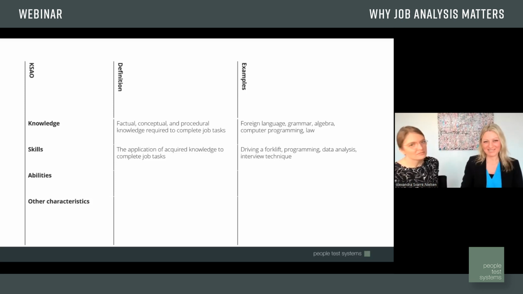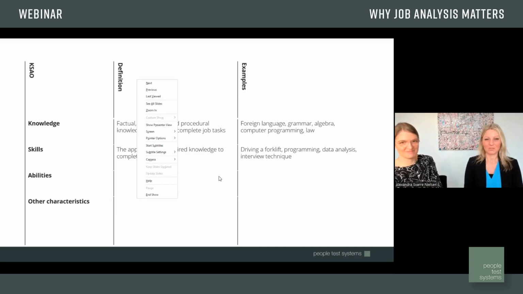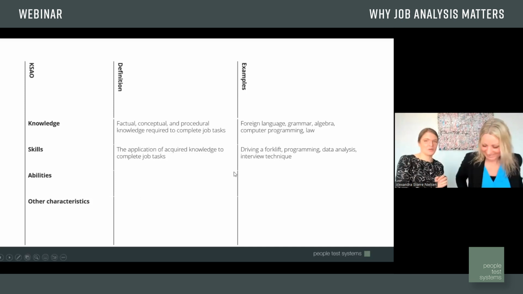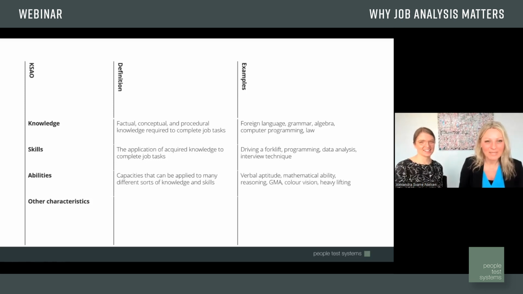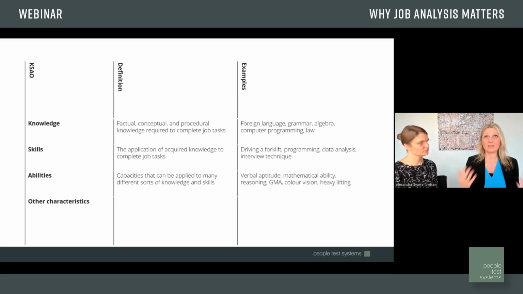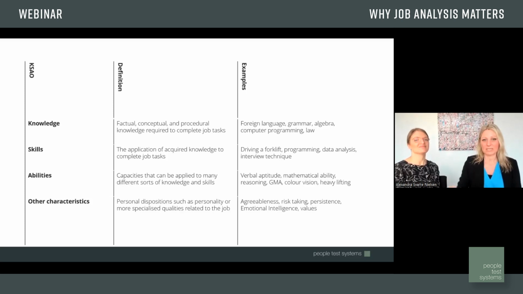And then we have the abilities. Abilities are capacities, as it says here, that can be applied in different areas and also different skills, the ability to use it for a wider range of things. That can be the ability to see colors, for example, or an IQ, GMA, and so on. And then other characteristics.